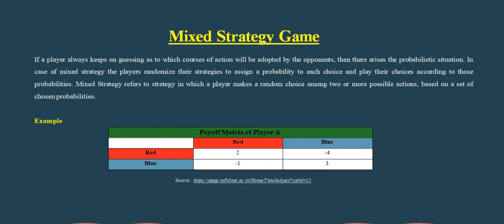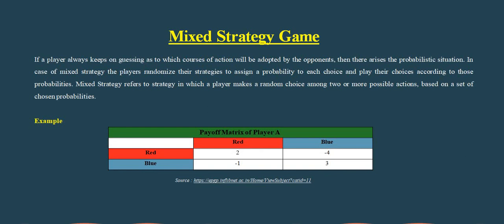As you can see in the payoff matrix given here, if both A as well as B choose red, then A gets 2 points while B gets -2. Similarly, if both A and B choose blue, then A gets 3 and B gets -3. However, if A chooses red and B chooses blue, then A loses 4 points while B wins 4. And when A chooses blue and B chooses red, then A gets -1 while B gets +1.